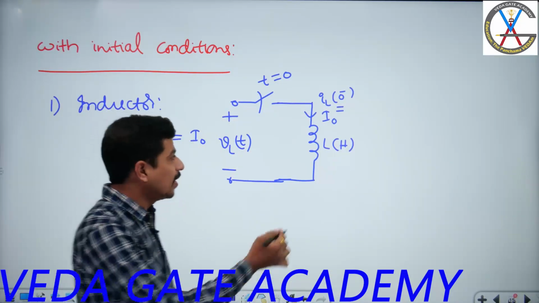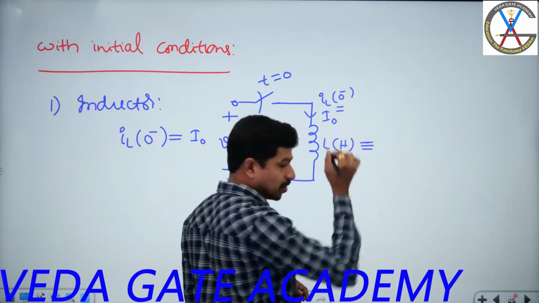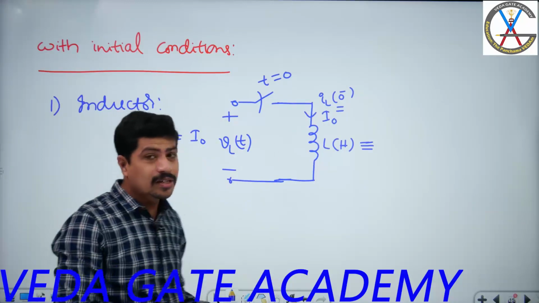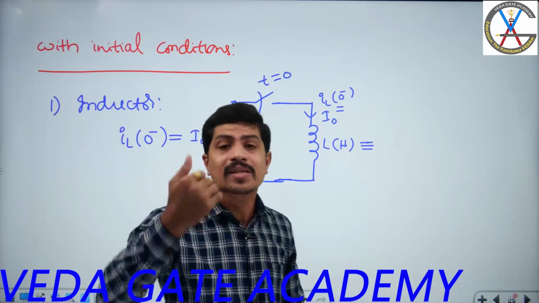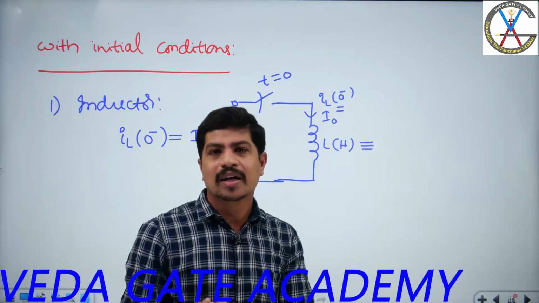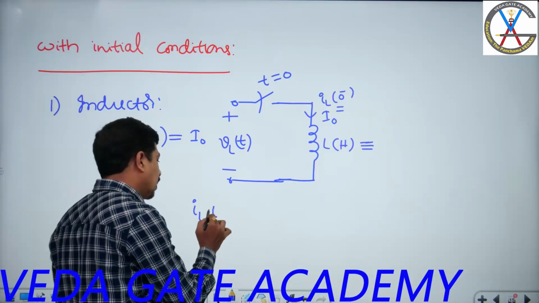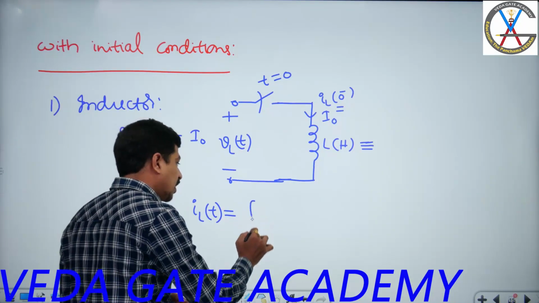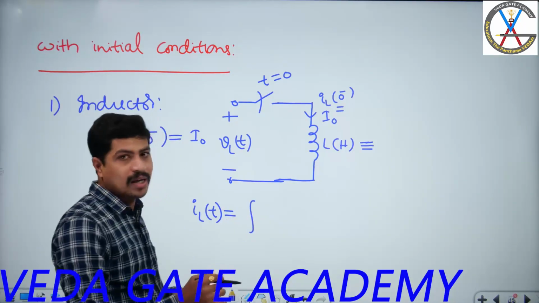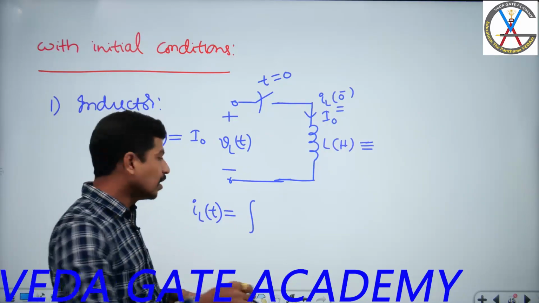Now, first of all, let's understand the representation in time domain itself. This inductor is going to have two currents. One is the previous current. Second one is the present current. Now, IL of t is equal to, I'll write, integral of... I is equal to 1 by L integral v dt. See, v is equal to L di by dt. I is equal to 1 by L integral v dt.